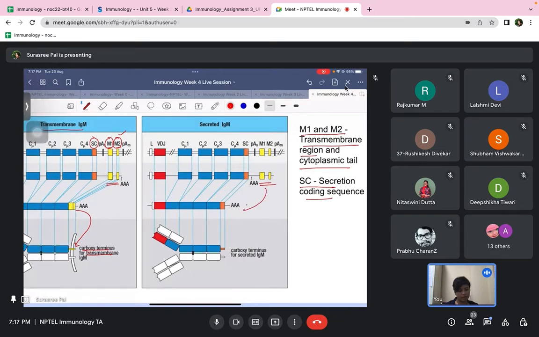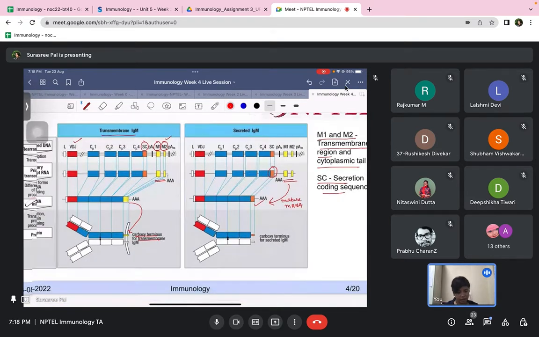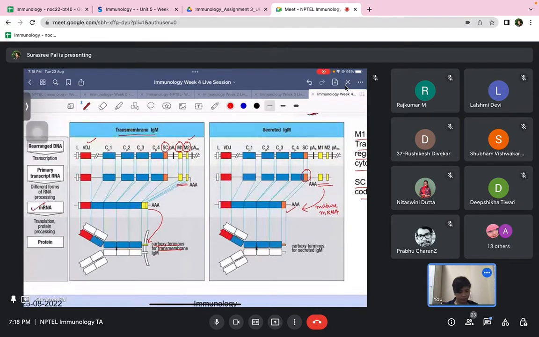Here you can see that these M1 and M2 regions are not present in this mature mRNA, right? So how did they disappear? Obviously by splicing, right? Whereas this orange region, which is the secretion coding region or the SC region, is present in this mature mRNA. Now you carefully compare these two mRNAs.